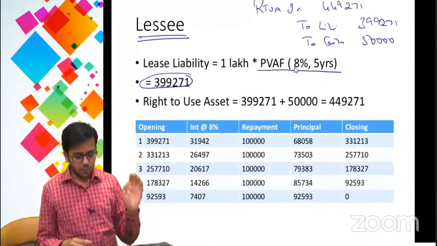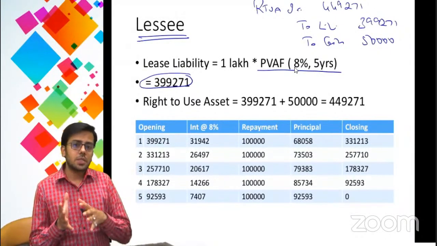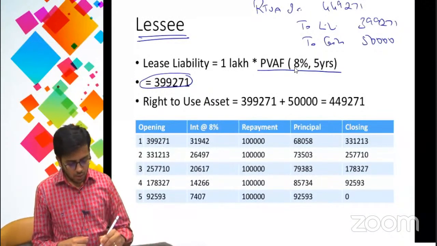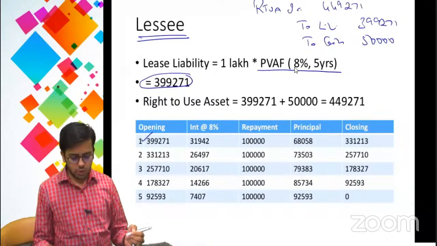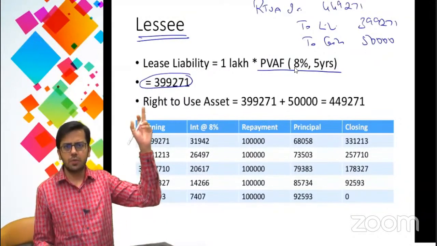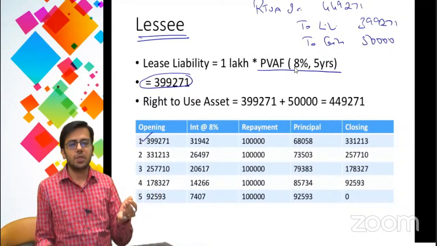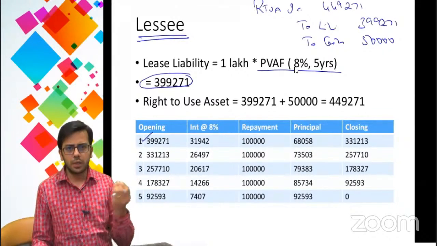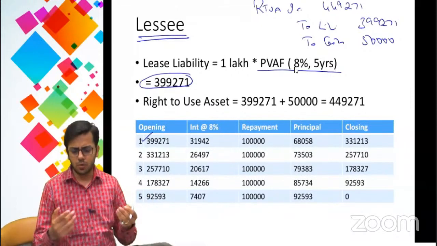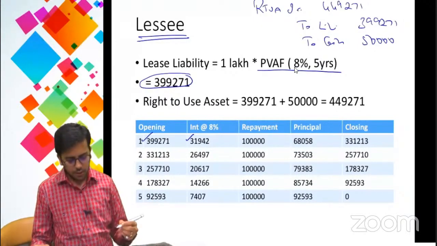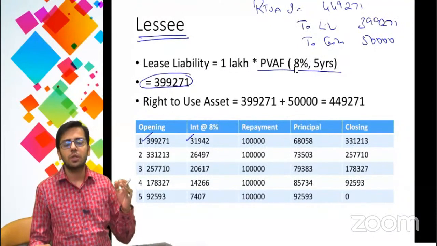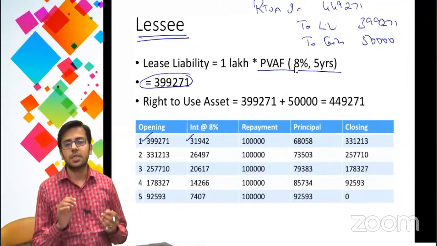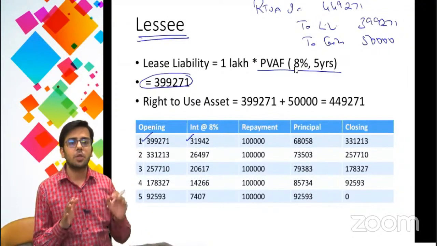Okay. Now, how is subsequent accounting of this lease liability done? For this lease liability, opening shown is 3,99,271. Okay, that is how we start. That is where we started. Now, at the end of each year, interest will accrue at 8%. 8% is the rate at which you had discounted the lease rent earlier. So if we take 8% of 3,99,271, it comes out to be 31,942. Okay, this is interest expense for lessee. What he does is interest expense debit to lease liability.